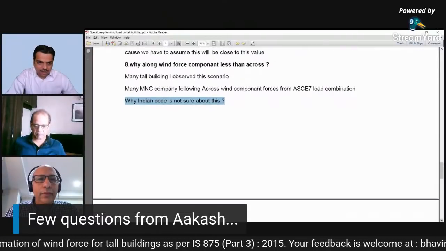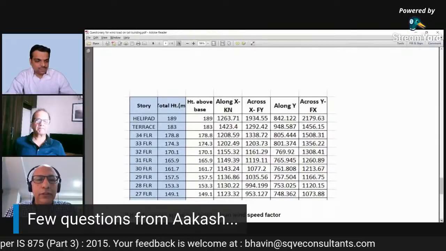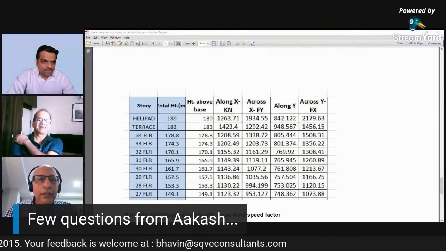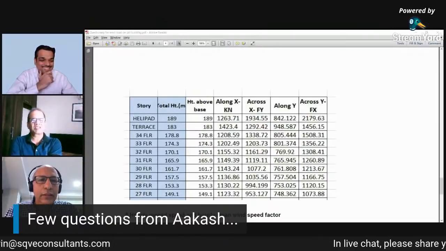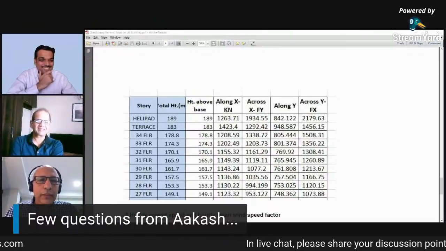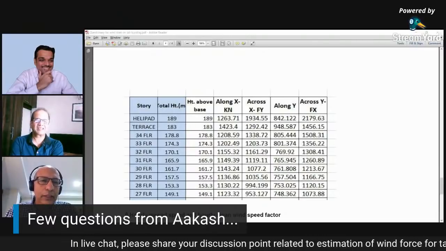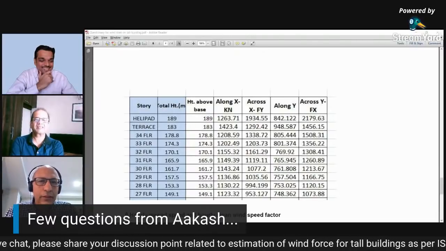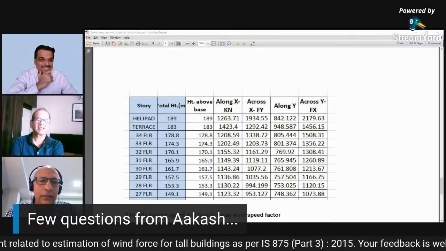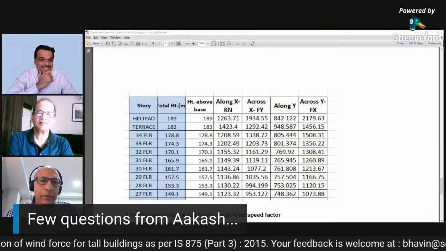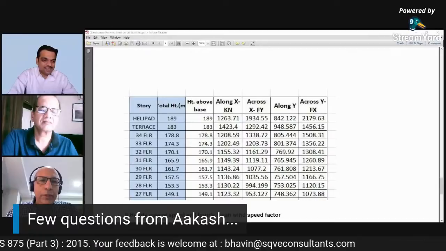Oh, okay. That's a worrying question, because the ASCE doesn't have a crosswind provision. It does have a load combination for along wind and cross, but it doesn't. I'm hoping whoever asked this question is not using these load combinations as meaning the crosswind. No, I hope not.